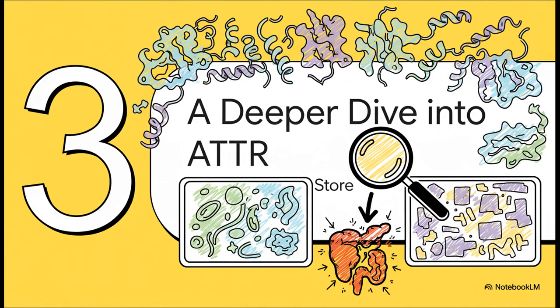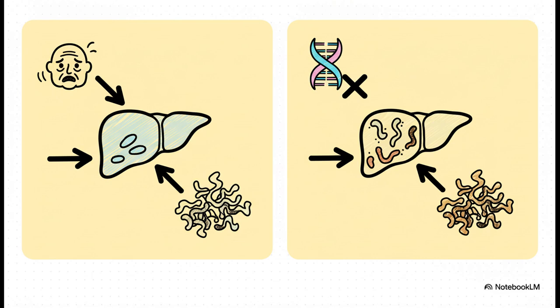Okay, so let's zoom in a little bit. We're going to take a deeper dive into just ATTR amyloidosis for a second. Because it turns out, even within this one type, the problem can actually start in two totally different ways. So you can see the two paths right here. On one side, you've got what's called wild-type ATTR. In this case, the TTR protein itself is totally normal, but it just starts to misfold as a person gets older, maybe due to the stresses of aging.